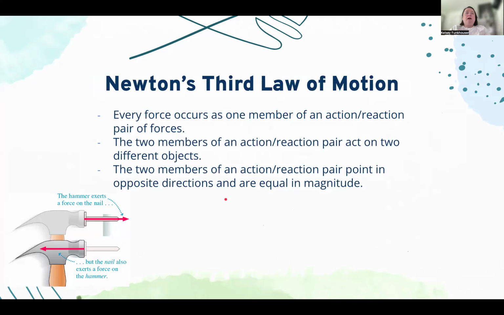Then Newton's third law says that every force occurs as one member of an action-reaction pair of forces. The two members of an action-reaction pair act on two different objects. Remember, you can't have both forces in an action-reaction pair acting on the same object. They need to act on different objects, and they also point in opposite directions. So we have the example: the hammer exerts a force on the nail, and the nail exerts a force on the hammer.